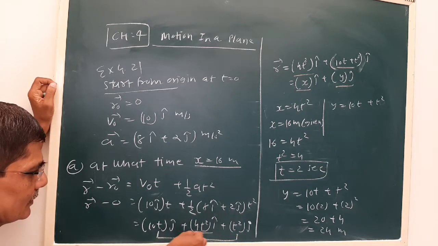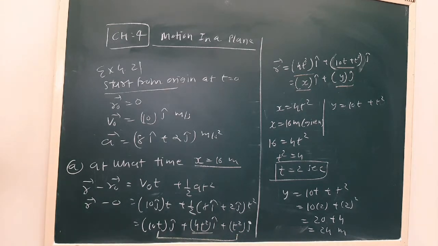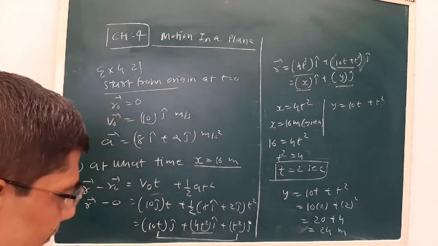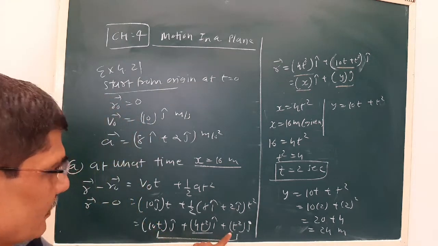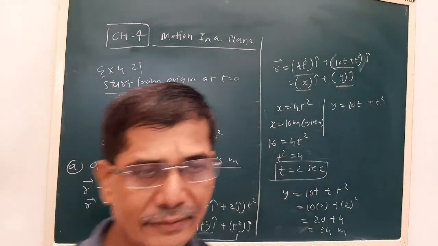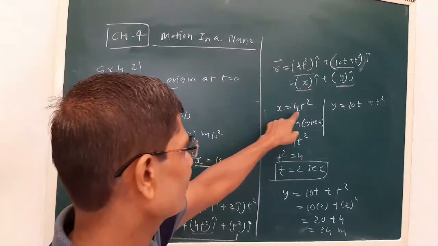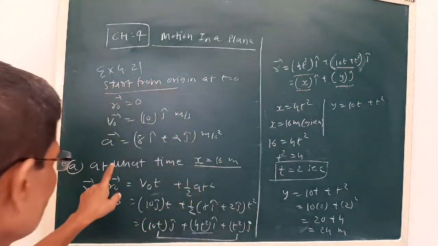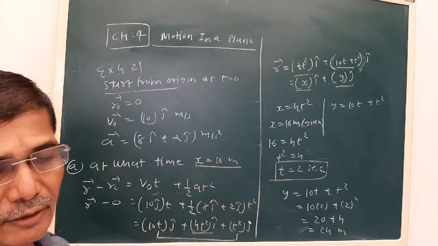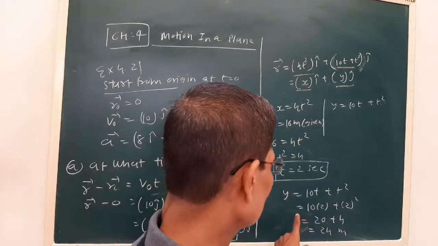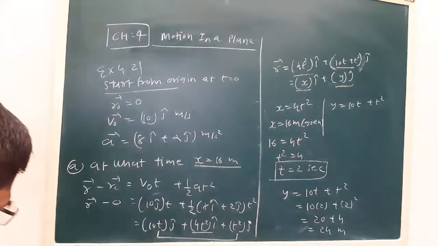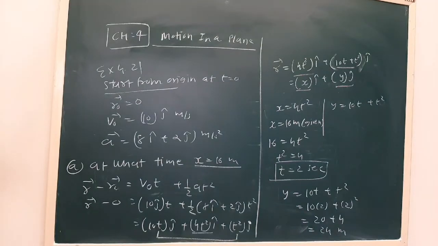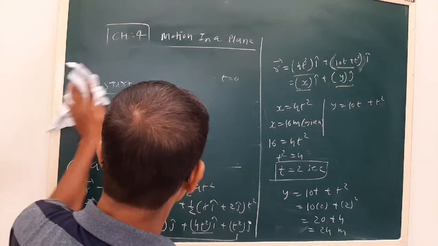So there is only one component with i caret, that is 4t square, and the y component is 10t plus t square. So this is how we have separated. Now x is equal to 4t square, our equation. X is equal to 16 meter is given, so we can obtain the value of t and the corresponding value of y at that time. Now we have to find out the magnitude of the velocity.